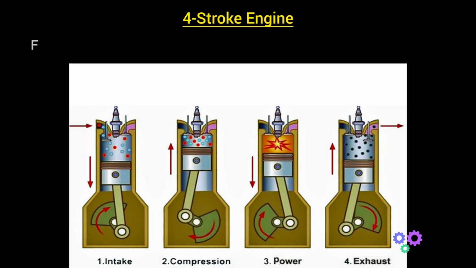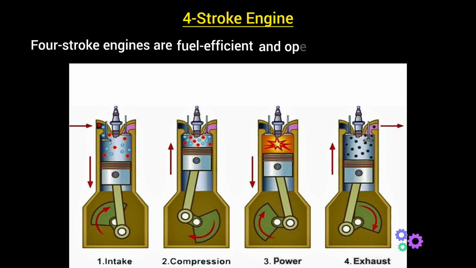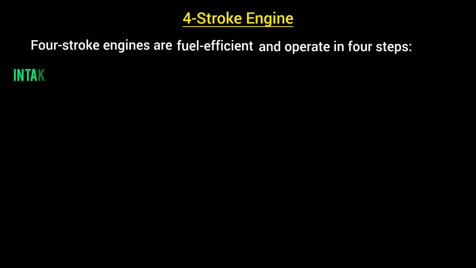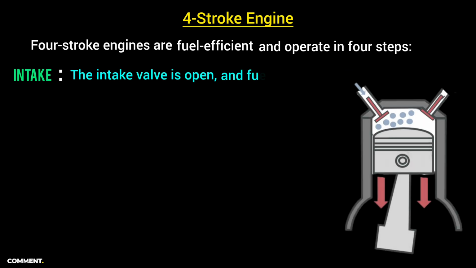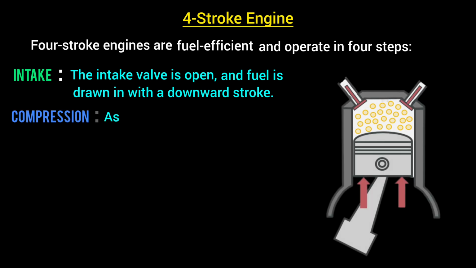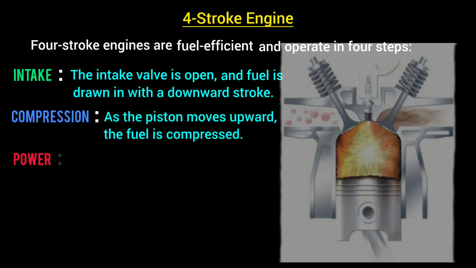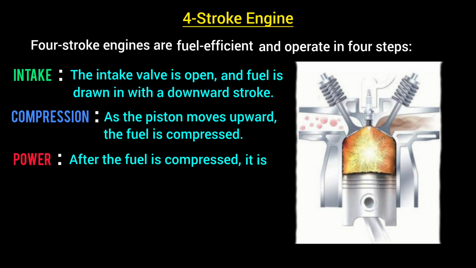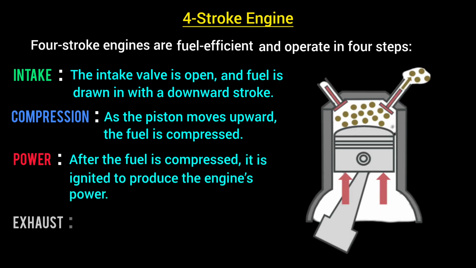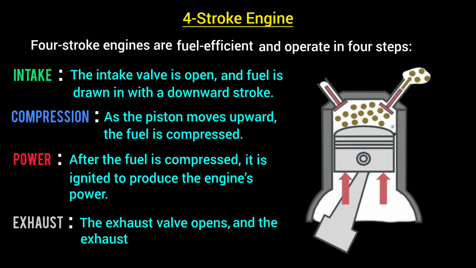Four-stroke engine. Four-stroke engines are fuel-efficient and operate in four steps. Intake: the intake valve is open, and fuel is drawn in with a downward stroke. Compression: as the piston moves upward, the fuel is compressed. Power: after the fuel is compressed, it is ignited to produce the engine's power. Exhaust: the exhaust valve opens, and the exhaust gases exit the cylinder.